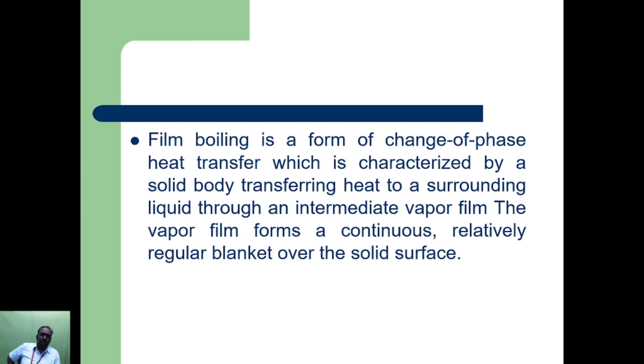Now, film boiling. Film boiling is a form of change-of-phase heat transfer, which is characterized by a solid body transferring heat to the surrounding liquid through an intermediate vapor film. The vapor film forms a continuous, relatively regular blanket over the solid surface. That is film boiling.